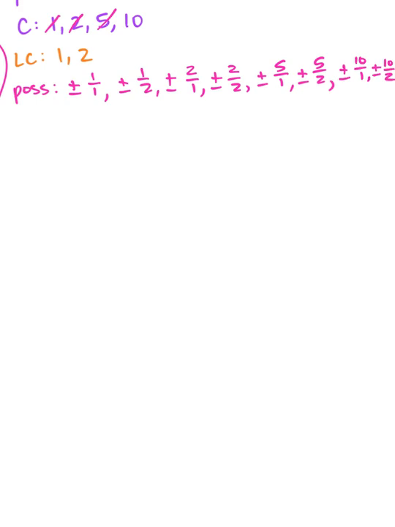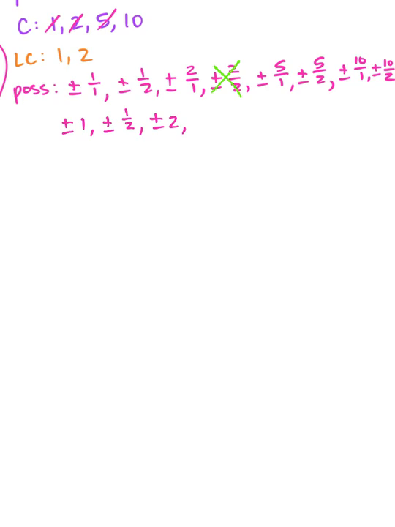Now, as you start doing these more, you'll start to realize, okay, I've already got some of these answers. So if I were simplifying, this would be plus or minus 1, plus or minus 1/2, plus or minus 2. Well, 2 over 2 is 1, so that's a duplicate. I don't need to write that again.